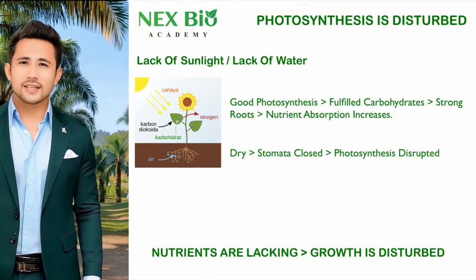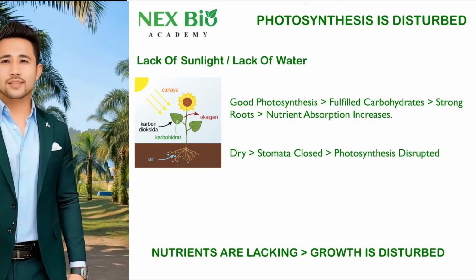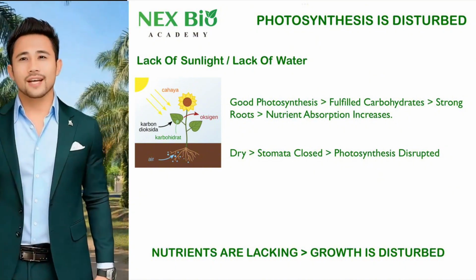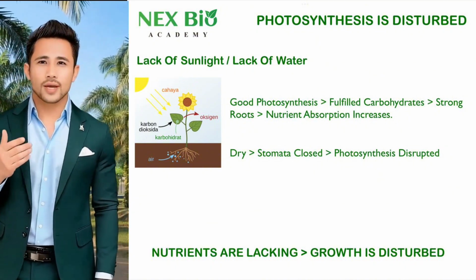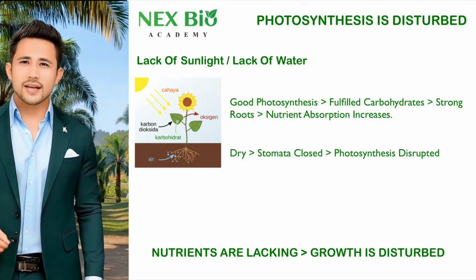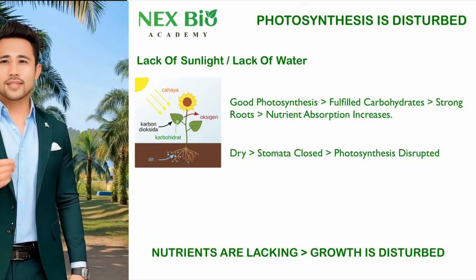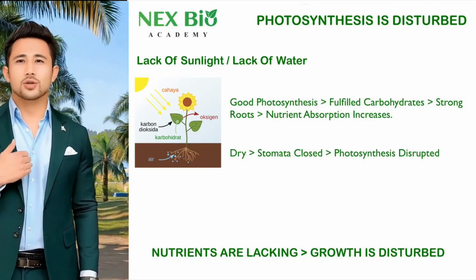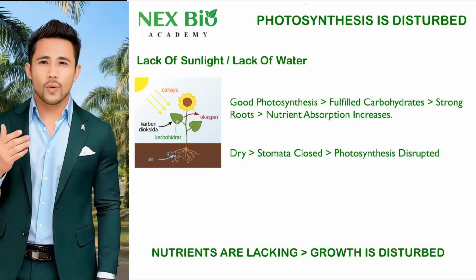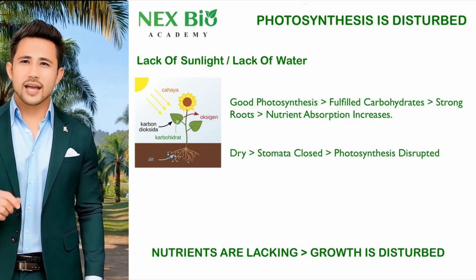So the third point on why growth is disturbed is that the photosynthesis process is disturbed due to climate change. As you know, climate change can make plants lack sunlight or water. The photosynthesis process needs sunlight, water, and carbon dioxide. When good photosynthesis happens, it can fulfill the carbohydrates. When the carbohydrates are fulfilled, the roots become strong. When the roots become strong, nutrient absorption increases.